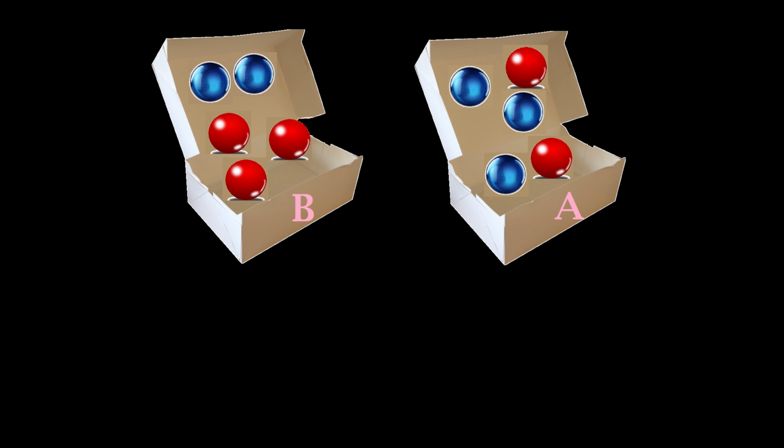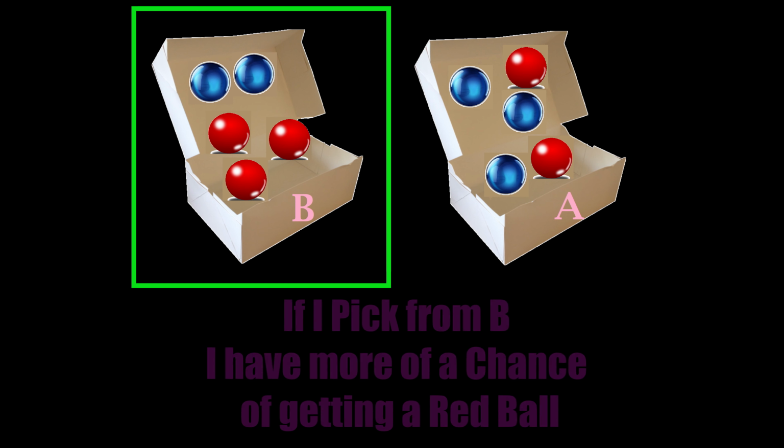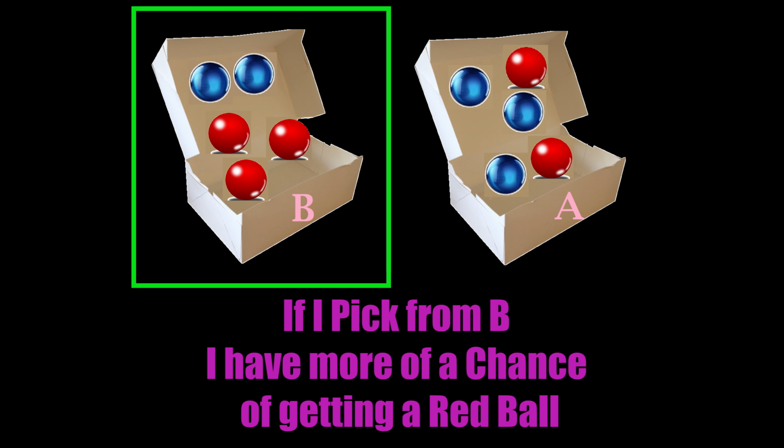If I told you that I would give you $1 million if you could randomly pick a red ball from one of these two boxes, which box would you pick from? The one on the left. Why? Because though both boxes have 5 balls in them, the box on the left has more red balls. Or you have more of a chance to pick a red ball from the left box.